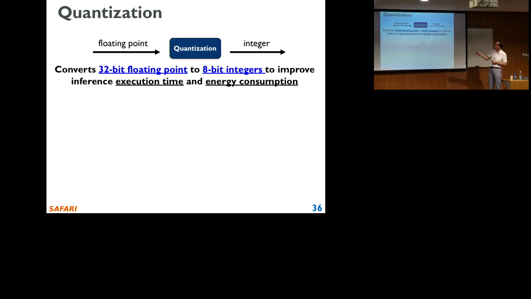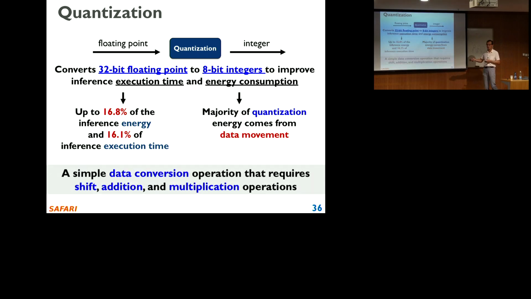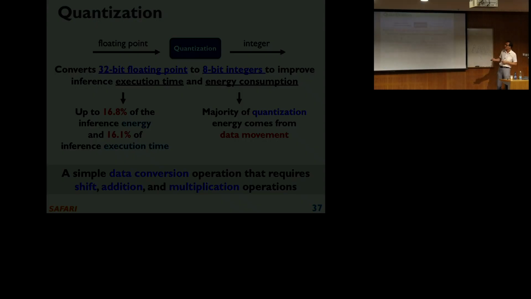Quantization, this is basically you take a floating point value and you quantize it into an integer, for example. And that's what's used in TensorFlow Mobile. You take a 32-bit floating point value and quantize it to 8-bit integers to improve execution time and reduce energy consumption. And this comes at a cost of energy and execution time, and the majority of the quantization energy actually comes from the data movement. And basically, this is also a simple operation. It's a data conversion operation. You have shifts, addition, and multiplication operations. So these are actually very good fits for putting into processing in memory.